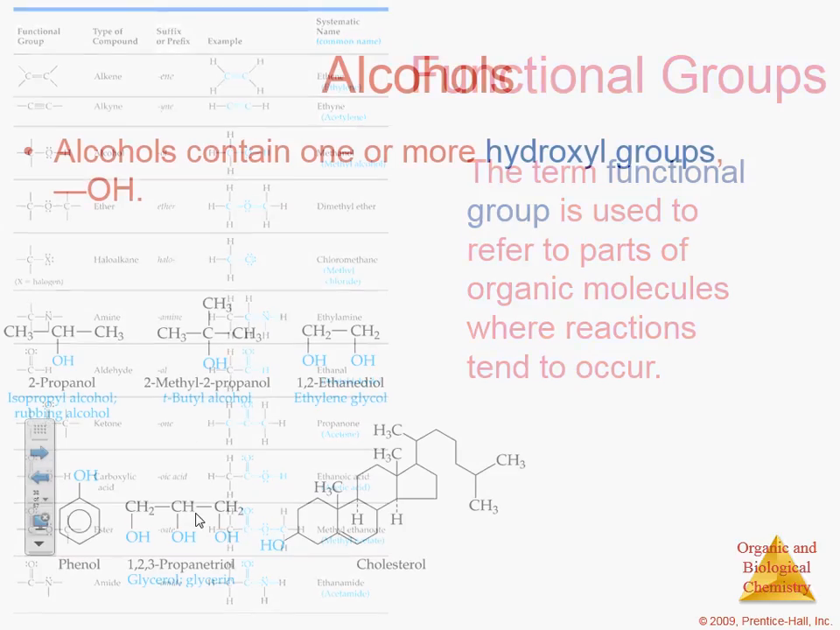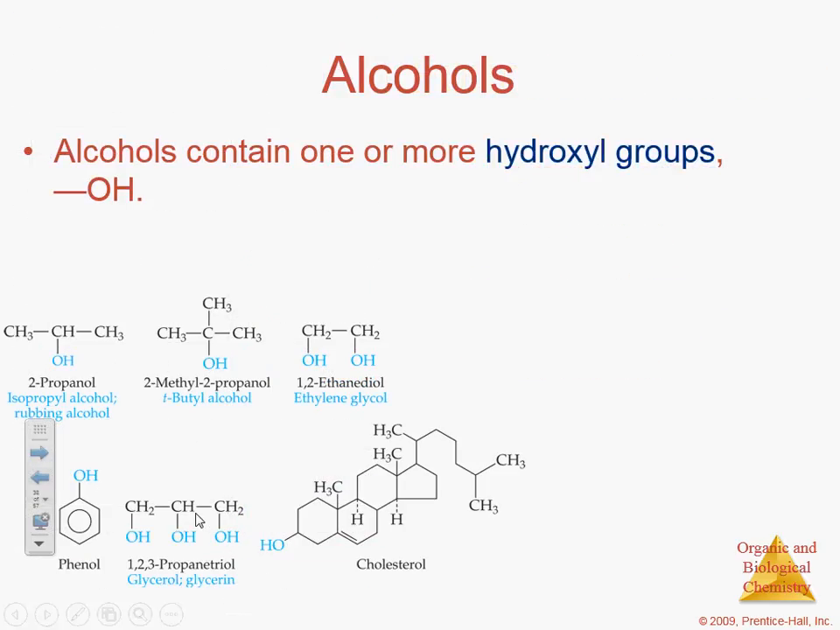Now let's highlight the common groups. Alcohols contain one or more hydroxyl groups, so they contain an OH. So 2-propanol, 1, 2, 3. We have 3 carbons, an alcohol group here, an OH, so we have 2-propanol. This is known as isopropyl alcohol or rubbing alcohol.